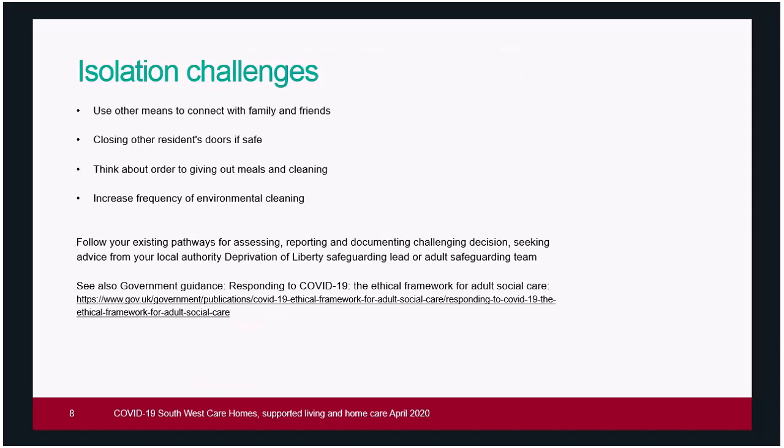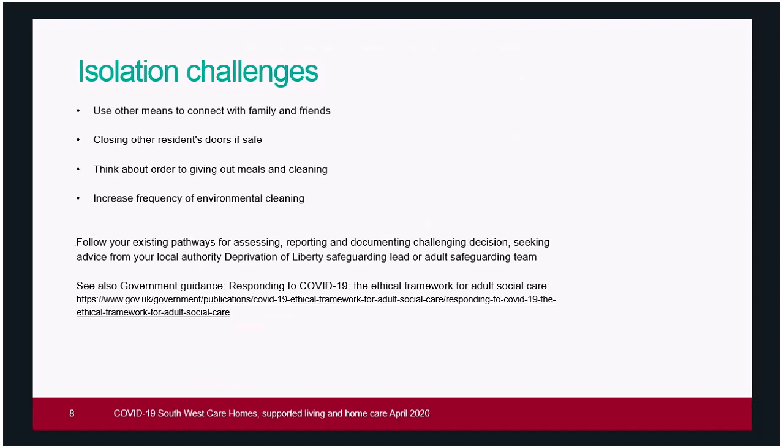Remember to follow your existing pathways and seek advice from your local authority deprivation of liberty leads, safeguarding leads, or adult safeguarding team. You could also look at this guidance, the ethical framework for adult social care in the response to COVID-19, and the link has been sent.